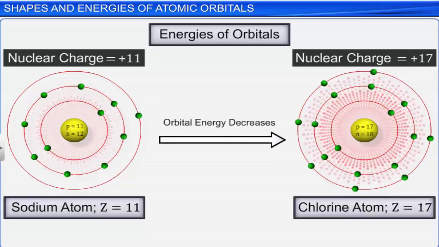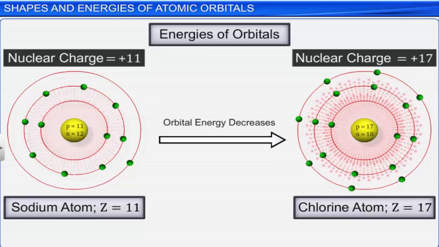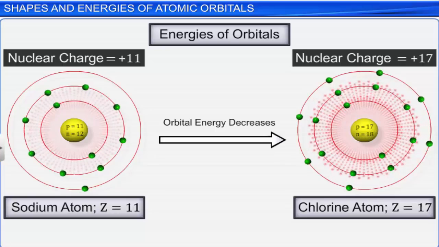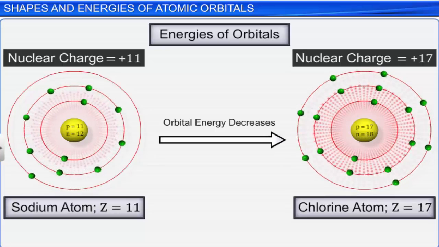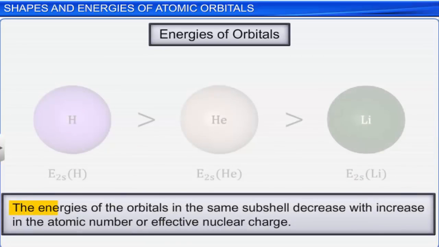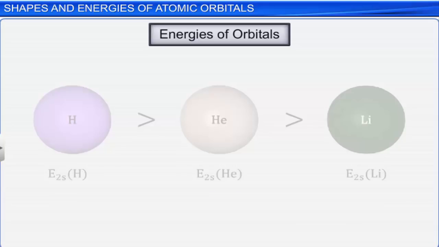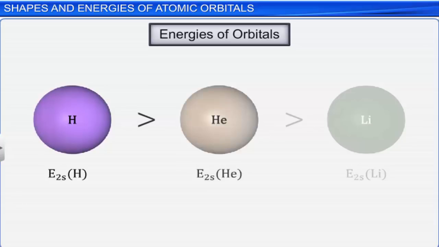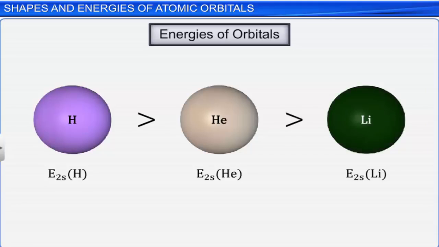The energies of the orbitals in the same subshell decrease with increase in the atomic number or effective nuclear charge. For example, energy of 2s orbital of hydrogen atom is greater than that of 2s orbital of helium, and that of helium is greater than that of lithium, and so on. That is, E2s(H) greater than E2s(He) greater than E2s(Li).